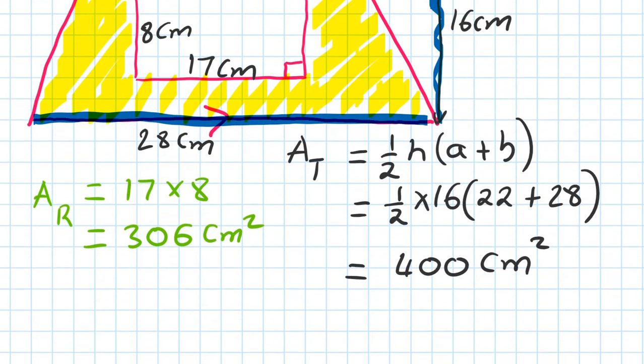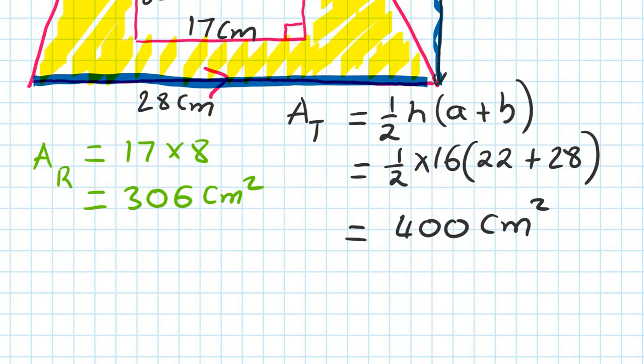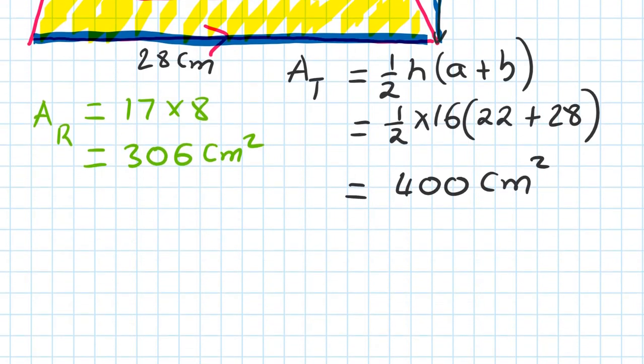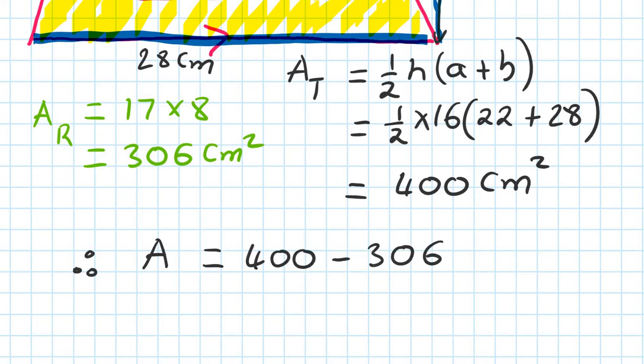So therefore, the shaded area is equal to 400 minus 306. So you should get 94 centimeters squared. You see?